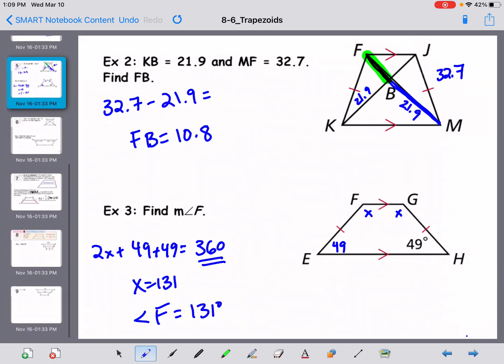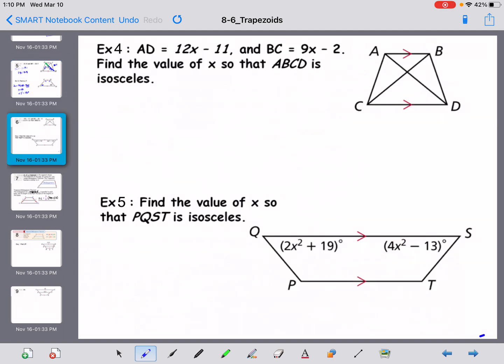Okay, so there are some problems when you just have some numbers to work with. What happens when we have variables to work with? First of all, we're not going to do example 5. You're not going to see a problem like that. AD is 12x minus 11 and BC is 9x minus 2. Find the value of x so that ABCD is isosceles.